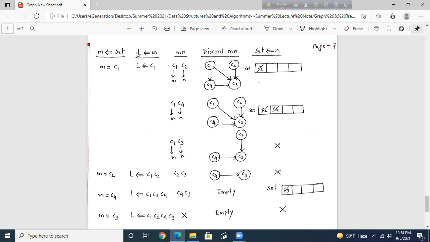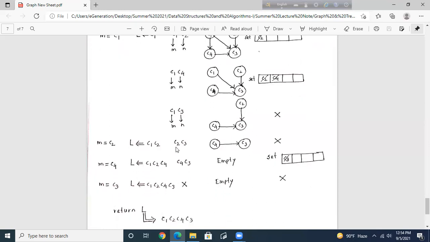According to the algorithm, M should be written inside L, so I have inserted C2 inside L. Now dear student, you have to check where you can go from C2. My M value is C2, so from C2 I can go to C3. So I have written the edge C2 C3. According to the algorithm, discard the edge M N. This is our N, so I have to discard C2 C3. Now my graph is like this.